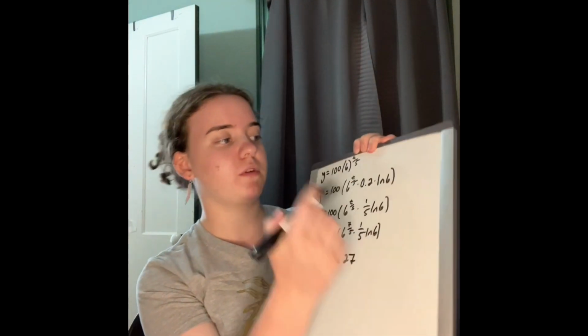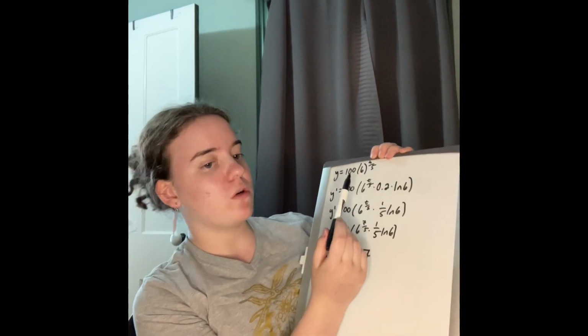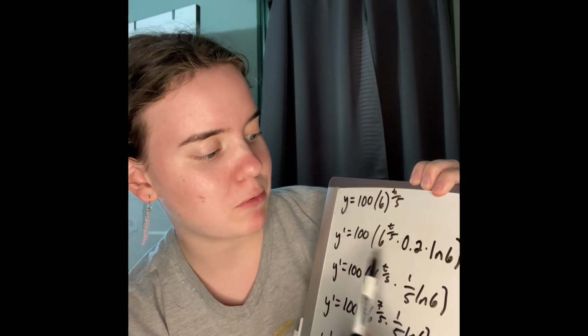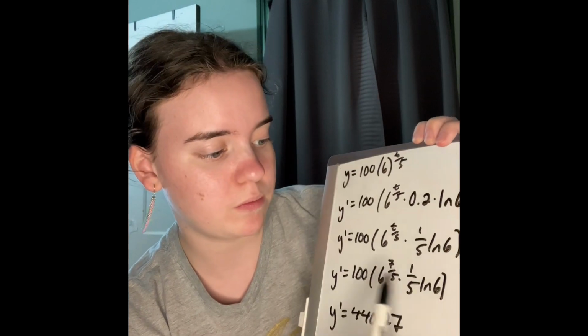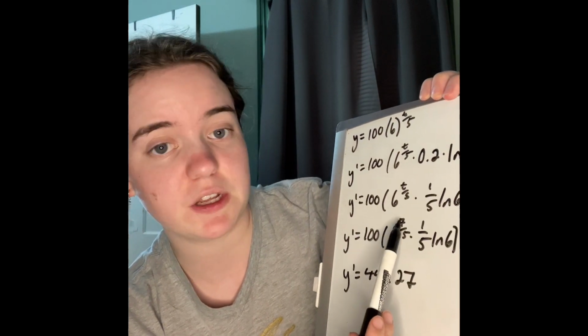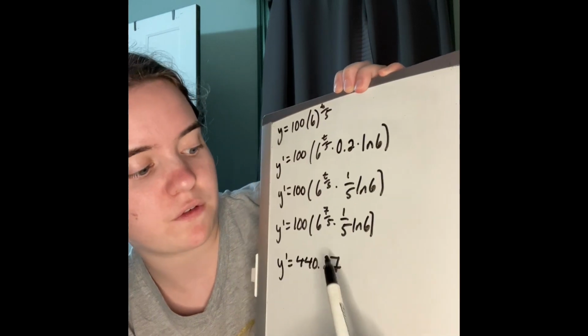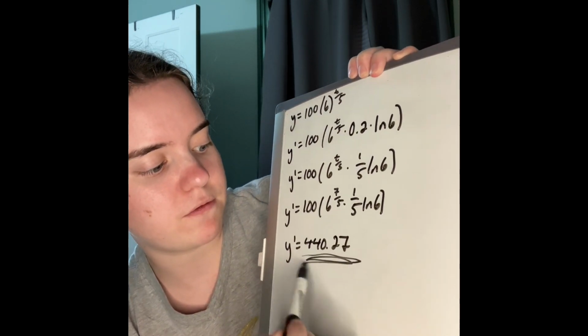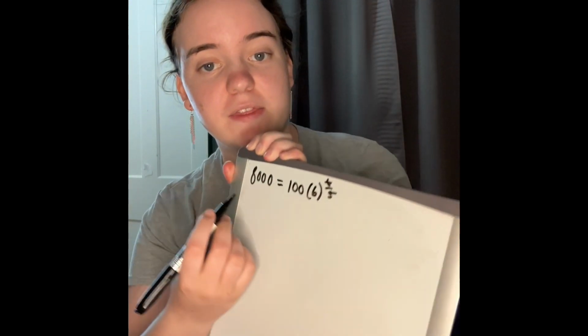Now to find the rate of growth after 7 hours, we gotta find the derivative of this. So we use, I'm pretty sure it's called, the exponential rule to figure out the derivative of just this portion. We kind of just leave the 100 alone. And then we plug the 7 in once we found our derivative. And this is what we get, 440.27. So now to find when the population will reach 8,000, we plug 8,000 in.